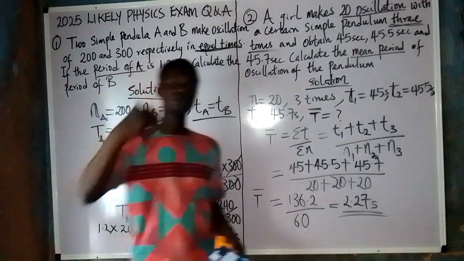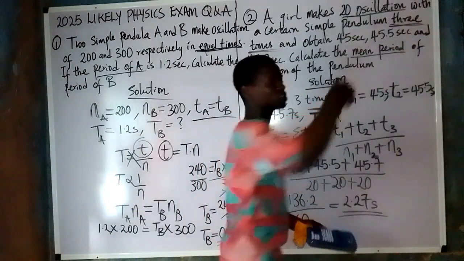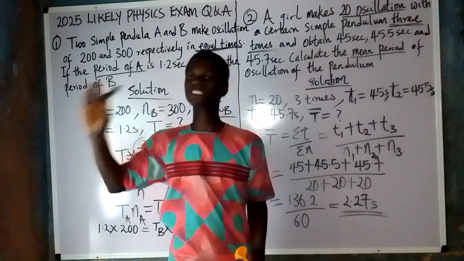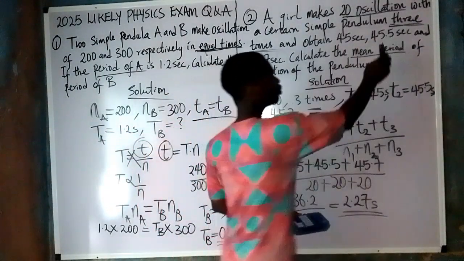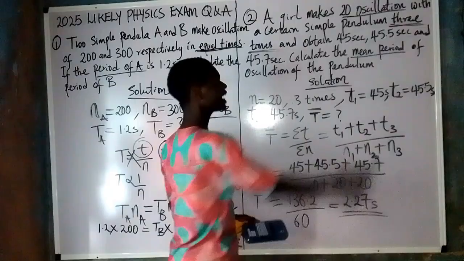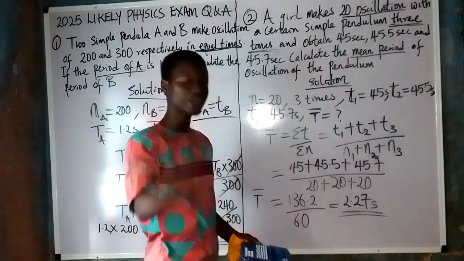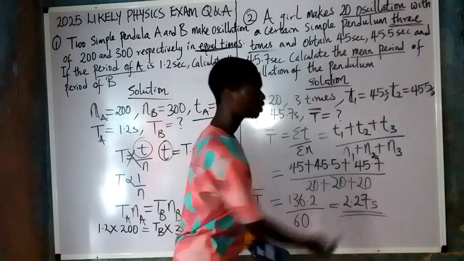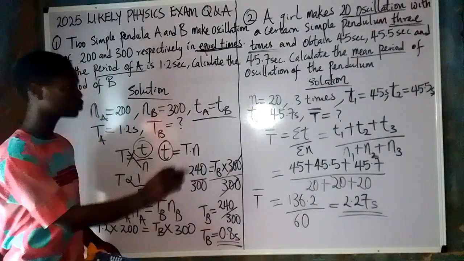And this is the mean period. Just like saying the different times you got for 20 oscillations. You did 20 oscillations and recorded the time. That is experiment 1. You did another 20 oscillations, recorded the time, and got this. You did another 20 oscillations, recorded the time, and had this. Now you are finding the mean time using this formula, and this is what she got. So I hope you understand how question 1 and question 2 are solved.